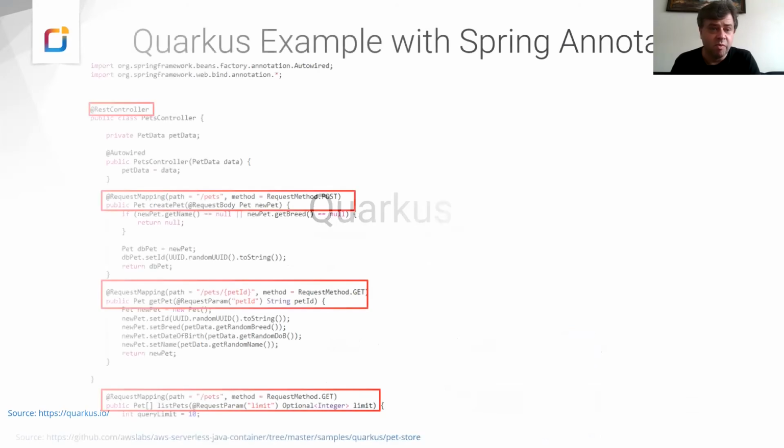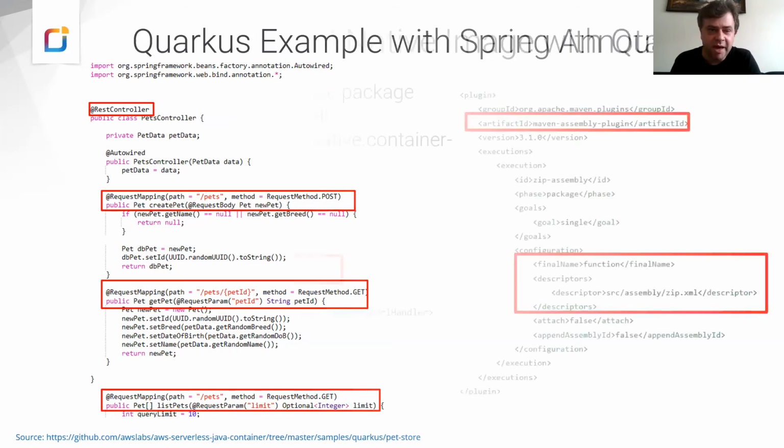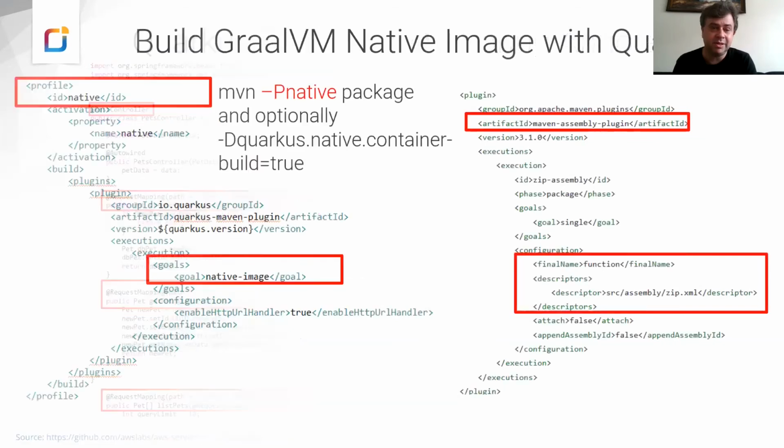And what is really cool, it also supports Spring annotations. So this is an example of a Lambda function, which is designed like a Spring application. You see the REST controller, you see the request mapping, all that stuff that we know from the Spring world, and all the magic happens in XML or in Gradle. You see that we have the native image goal, and we can build this native image with the native profile. And this is the code for zipping. So I define that the name is function, and then it will be zipped.